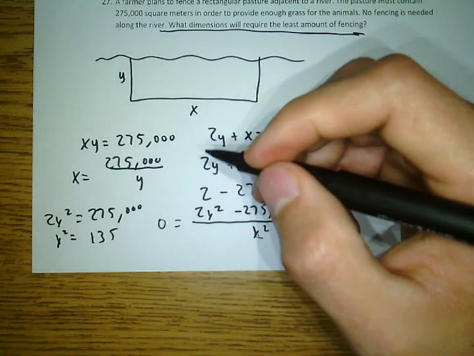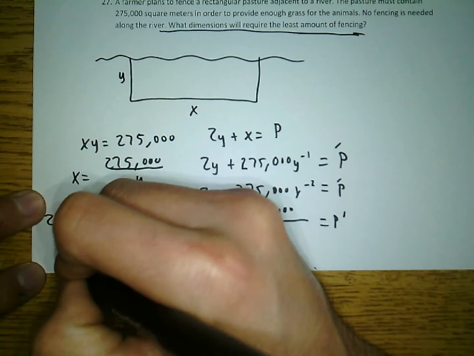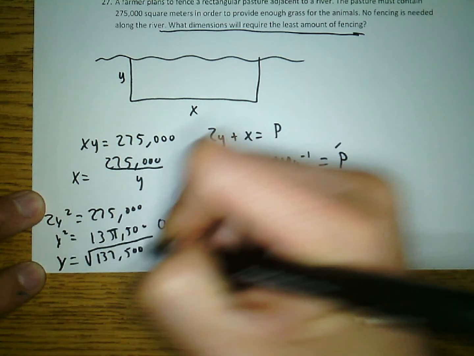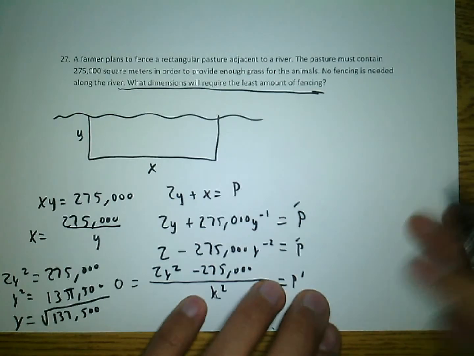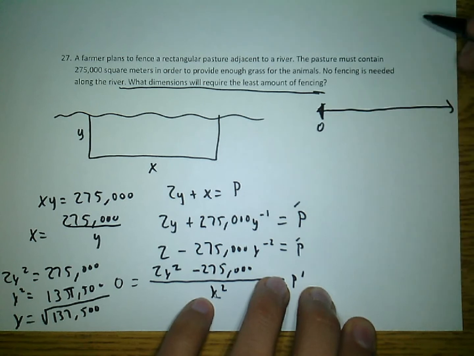7, 5. Which means that y is equal to the square root of 137,500. So now if I make a number line up here, it's going to be unnecessary, but I'm just going to go ahead and prove it. We can't have dimensions less than 0.